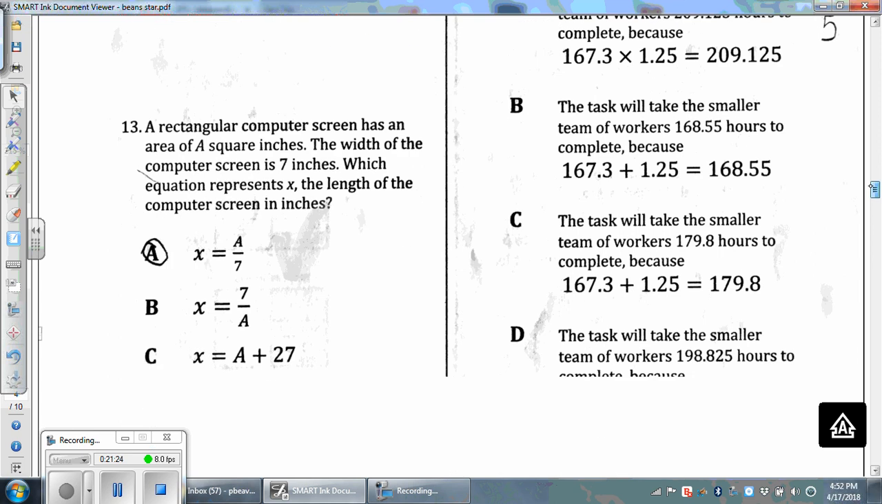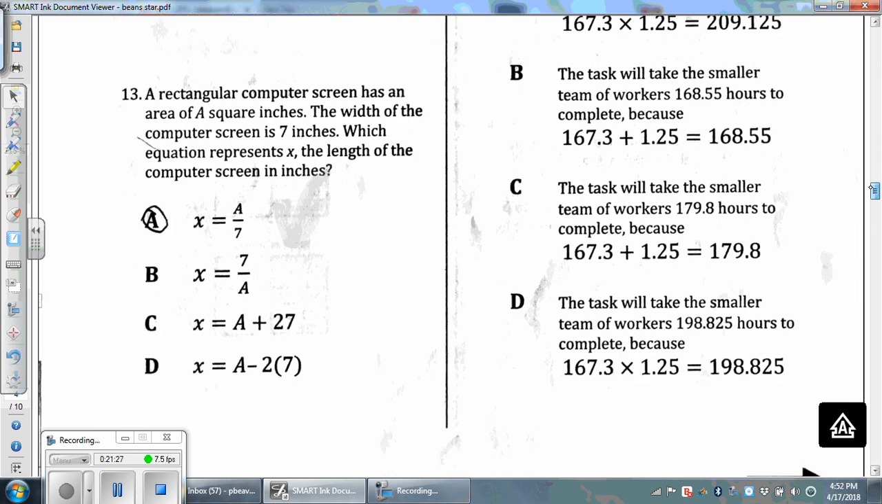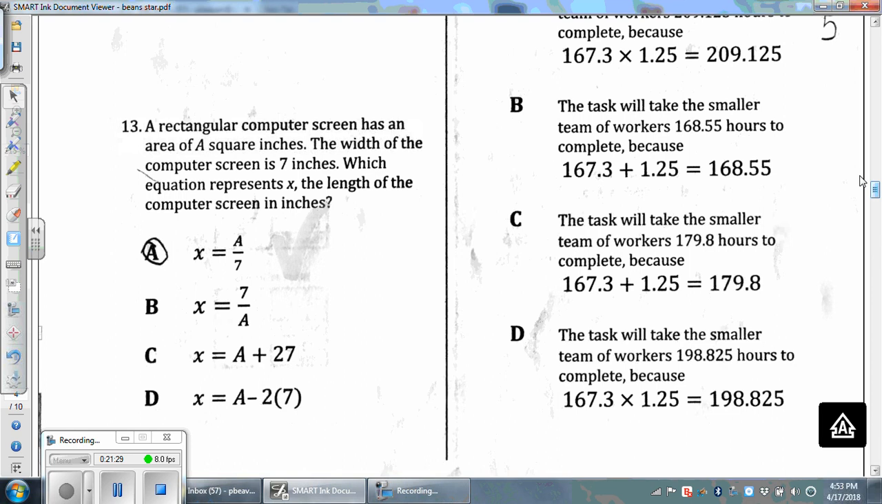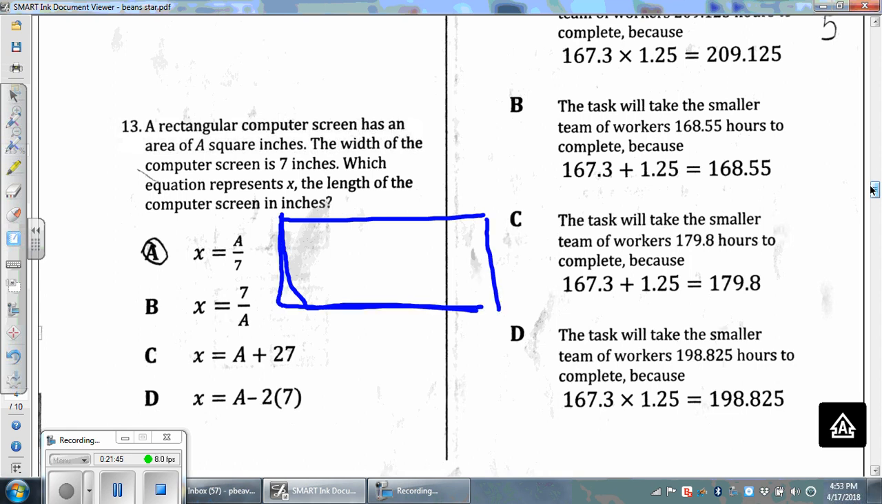A rectangular computer screen has an area of 8 square inches. The width of the computer screen is 7 inches. Which equation represents X, the length of the computer screen in inches? And so here, we have a rectangle. Sometimes drawing the problem is kind of helpful. And I see that you got it right. So just to confirm, the width is 7 inches. And then we also have which equation represents X, the length of the computer.